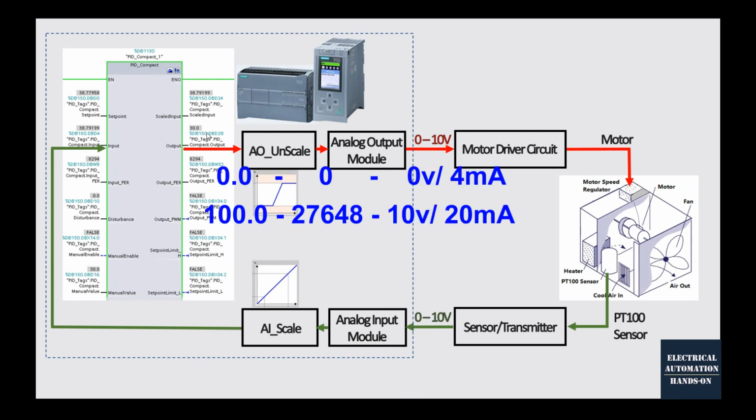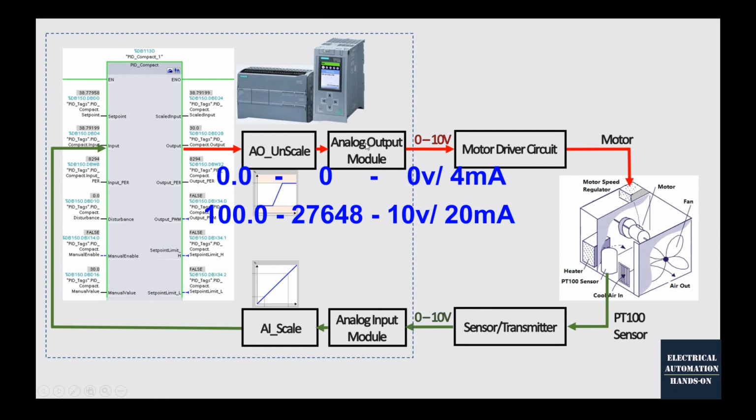The unit is a percent. So this value is a float value from 0 to 100. And then we need to use the analog output unscale to transfer this 0 to 100 into one integer value. This is an integer value from 0 to 27648.